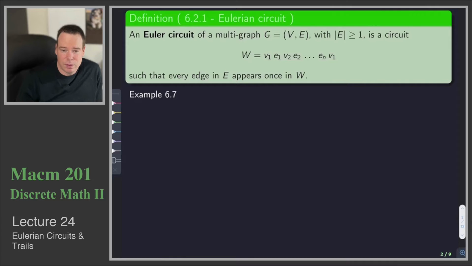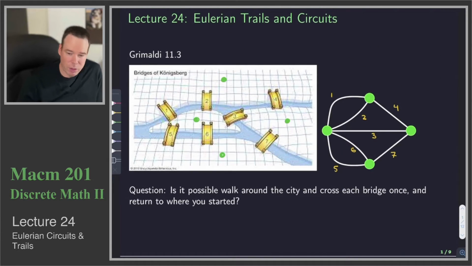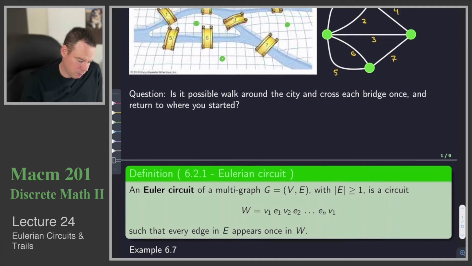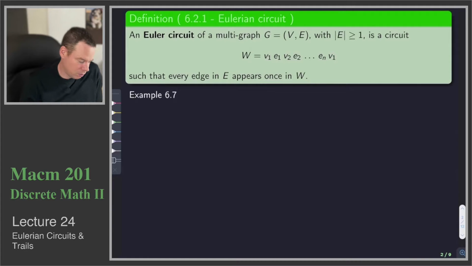So the question of this previous problem about can I find a way to wander around the city and cross each bridge exactly once is really a question as to whether this graph has an Euler circuit. Does that graph have an Euler circuit? So let's explore a little bit about Euler circuits right now.